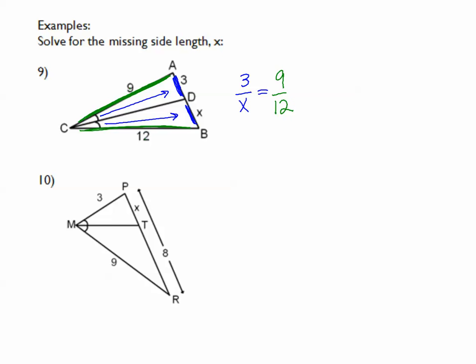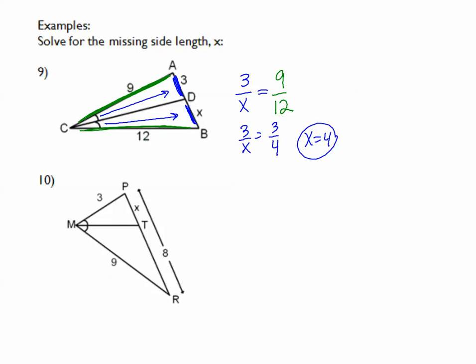I like to reduce first, so let's reduce it. 3/x equals 9/12 reduces to 3/4. And without even cross multiplying really, I see both numerators are 3, therefore both denominators must be the same as well. x must equal 4.